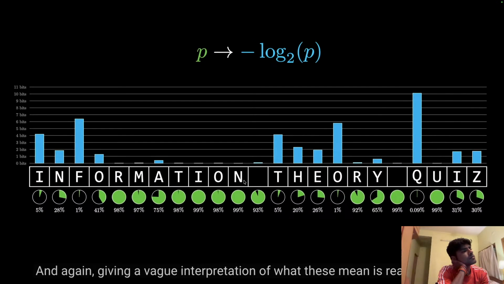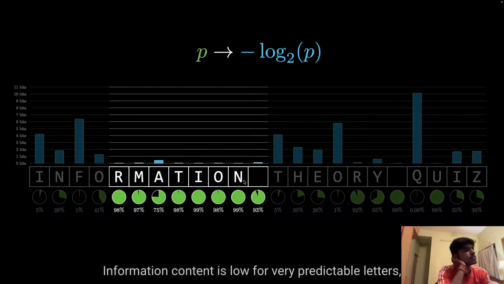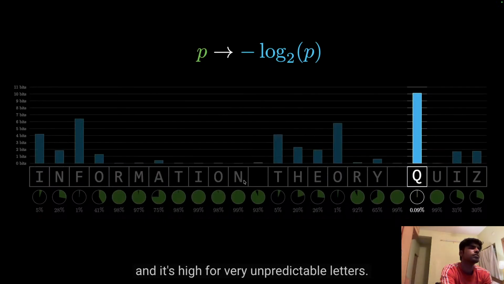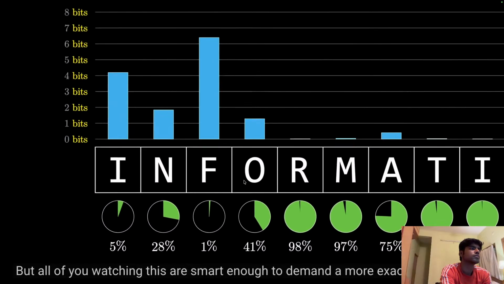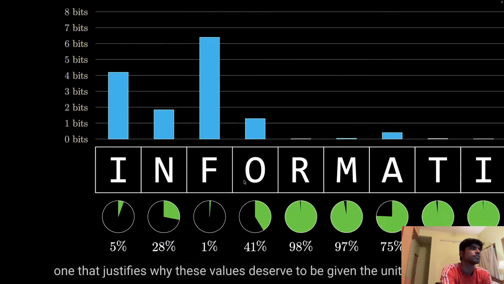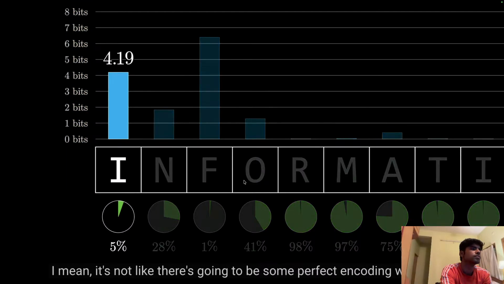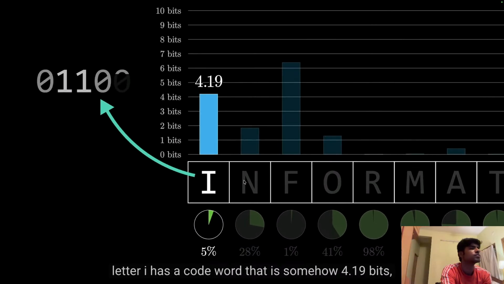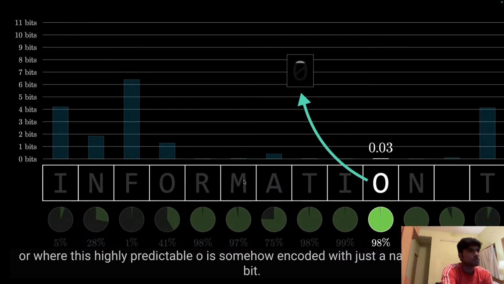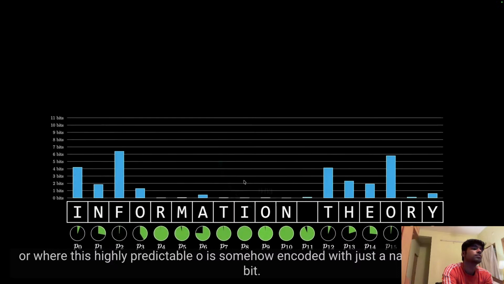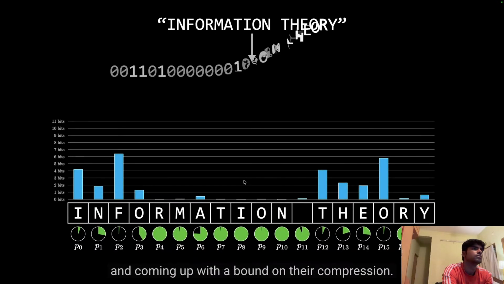And again, giving a vague interpretation of what these mean is really not hard. Information content is low for very predictable letters, and it's high for very unpredictable letters. But all of you watching this are smart enough to demand a more exact interpretation, one that justifies why these values deserve to be given the units of bits. I mean, it's not like there's going to be some perfect encoding where this letter I has a code word that is somehow 4.19 bits, or where this highly predictable O is somehow encoded with just a narrow sliver of a bit. The real meaning is related to encoding entire messages and coming up with a bound on their compression.